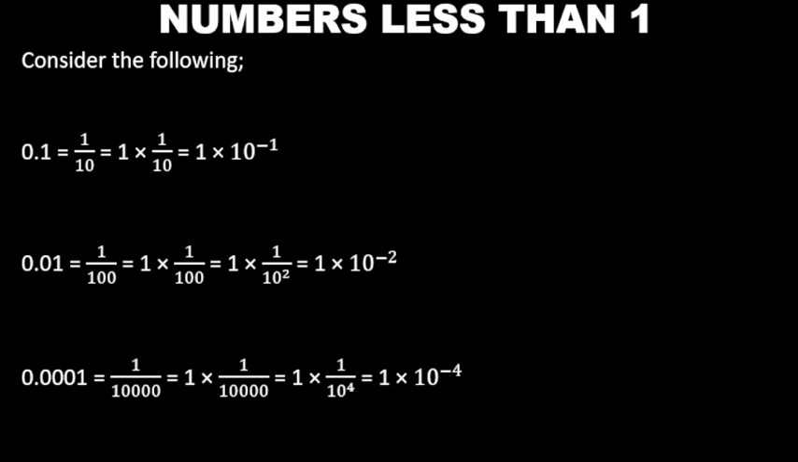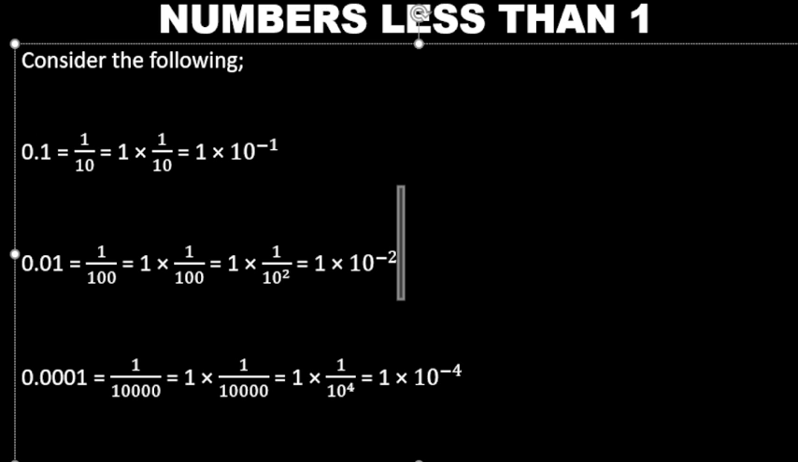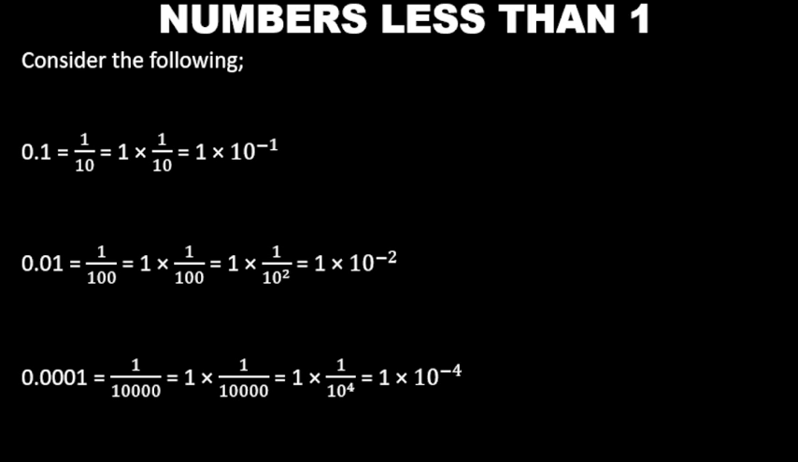So the next thing we are going to look at is how to express numbers less than 1 in standard form. How do we express numbers less than 1 in standard form? Let's consider the following. 0.1. 0.1 is the same thing as 1 divided by 10, isn't it? And 1 divided by 10 is the same thing as 1 times 1 over 10. But remember, when we were treating indices, I told you that 1 divided by a base can be expressed as a negative power of the base, isn't it? So 1 over 10 is the same thing as 10 raised to the power of minus 1.